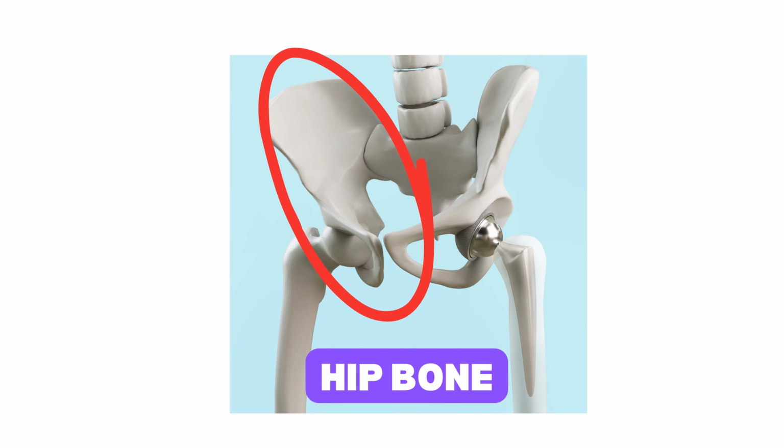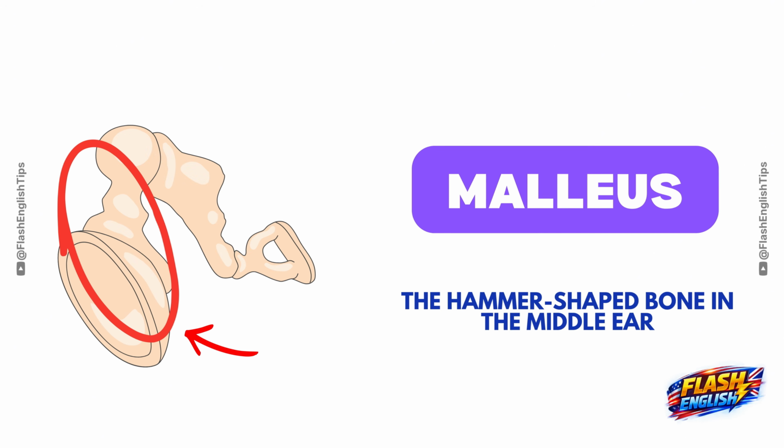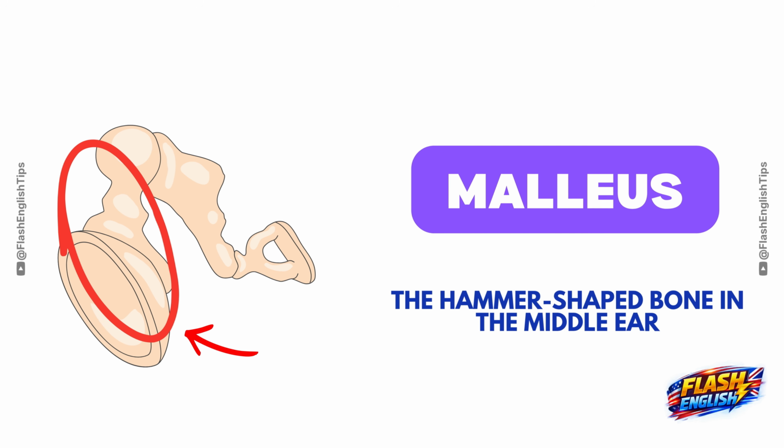Hip bone. Malleus. Malleus is the hammer-shaped bone in the middle ear.